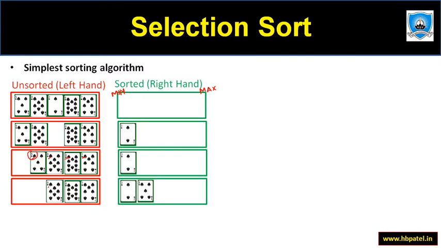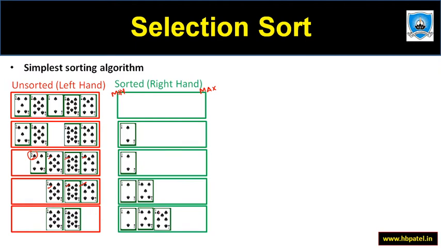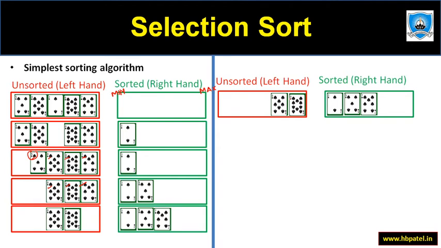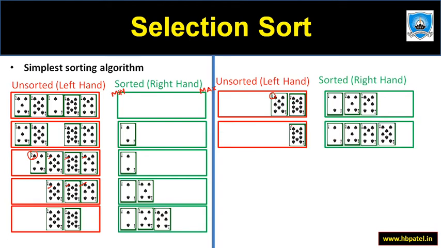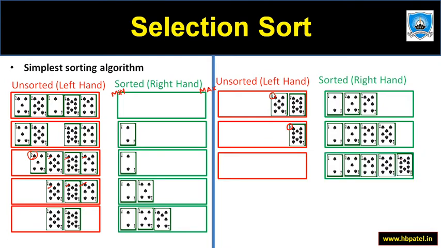Now let us compare 8, 10 and 7. Which one is the minimum one? 7. So I'll be picking 7 and putting it into the right hand. And then now I am having 8 and 10. So I'll be picking 8 and putting it into the right hand. And then I'm having 10. Then I'll be putting it into the right hand. So now you can see in right hand, I am having all these cards sorted in ascending order. That means minimum to maximum. Now let us try to understand the same concept with some numbers.